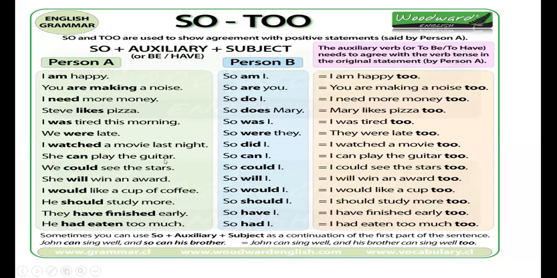She can play the guitar. So can I. We could see the stars. So could I. She will win an award. So will I. I would like a cup of coffee. So would I. Look, would. Will. Could. Can. Even though we're talking about modal auxiliaries, this can be in agreement. Person B has to use so plus the verb in agreement with person A's expression.